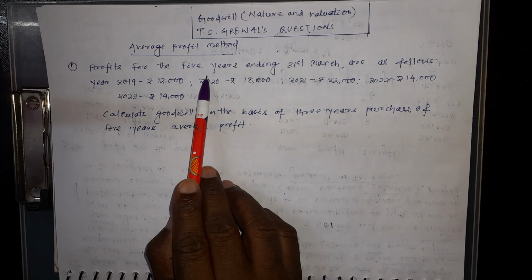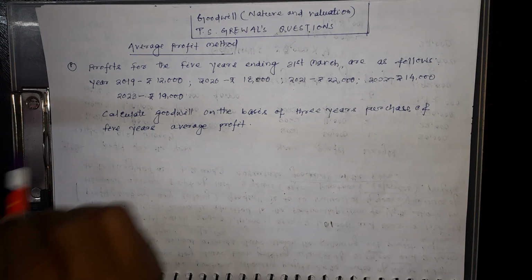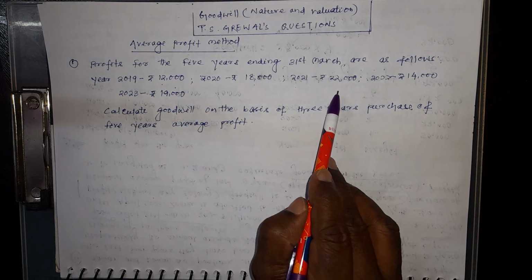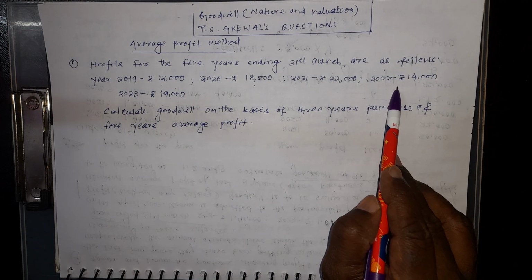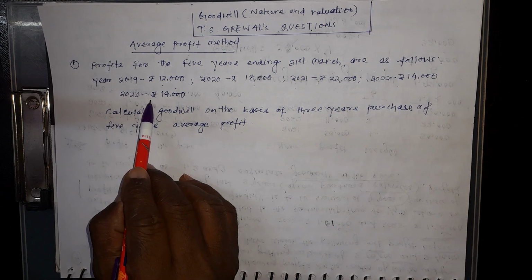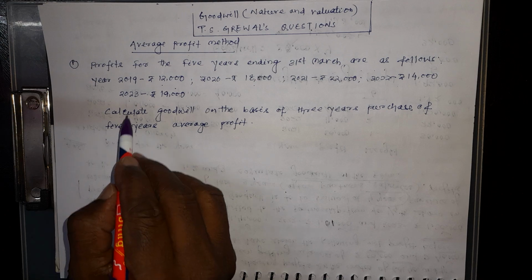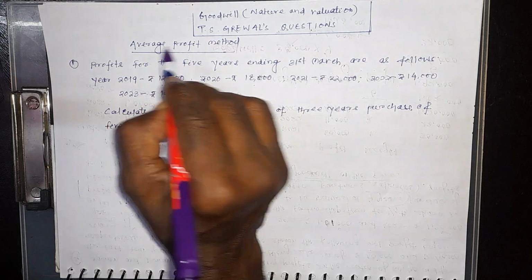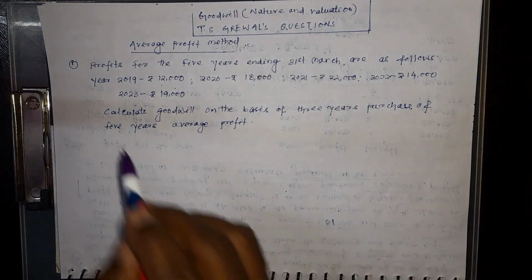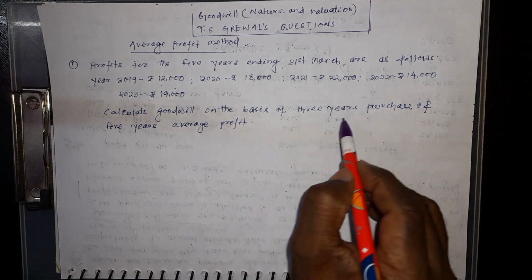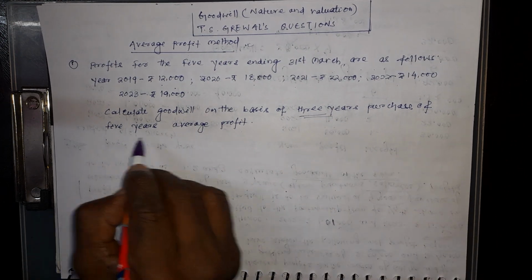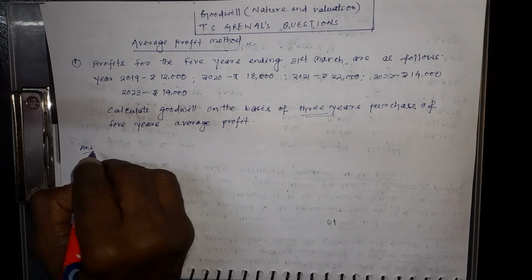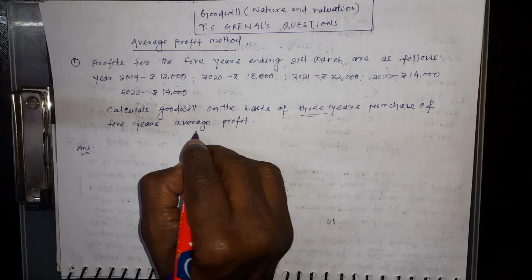Profit for the 5 years ending 31st March are as follows. For 2019, 12,000, 2020, 18,000, 2021, 22,000, 2022, 14,000, 2023, 19,000. So 5 years profit is given, and we have to calculate the goodwill on the basis of average profit method. Here it is written, calculate goodwill on the basis of 3 years purchase of 5 years average profit. So the method is already asked under the average profit.